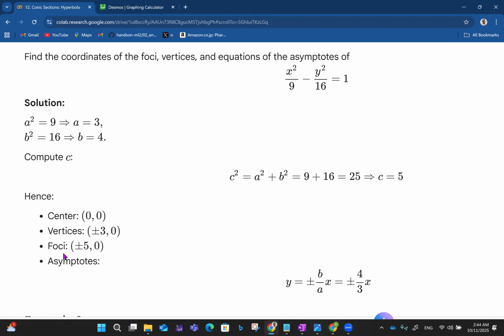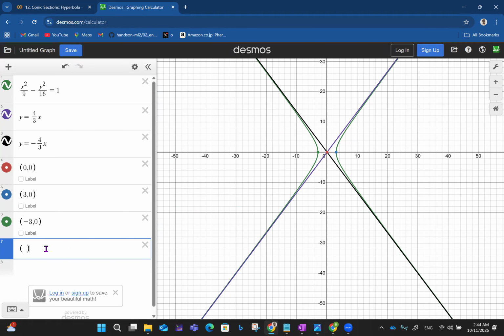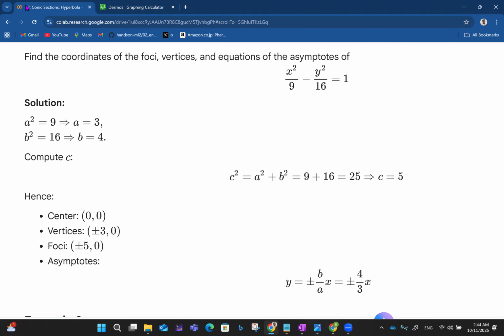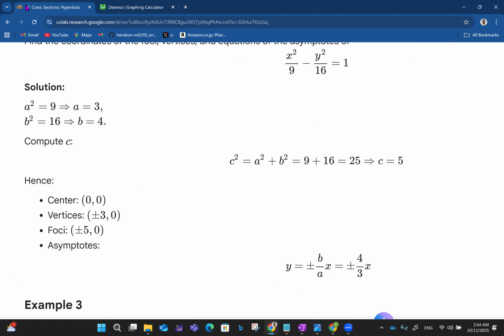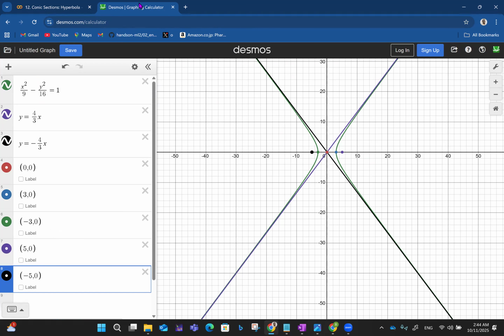So what else do we have? Foci plus or minus 5, 0. So that is 5, 0. That's this purple one. That's the one focus. Then minus 5, 0. That's this other one right here. What else do we have there? The asymptotes. Okay, I've already done the asymptotes. So that is how it all goes.